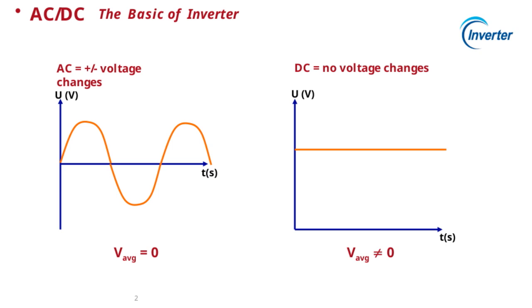So, to connect these ideas, DC has no voltage changes over time, making VAV equal to the voltage level itself, while AC involves continuous voltage variations, with the average over time potentially being 0. Understanding this difference is fundamental when working with inverters, because they are devices that convert DC into AC power.